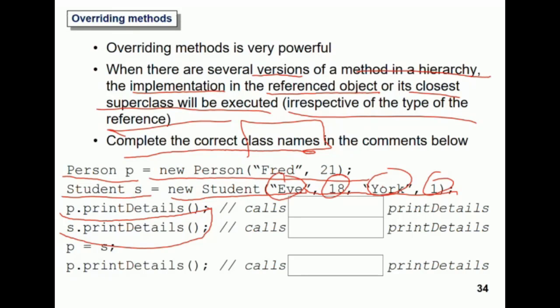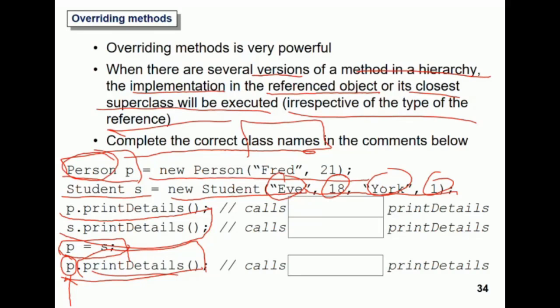If we say p is equal to s, the address of s will be in p, which means that p now points to an object of type student. So if we say p.print details now, it's called a student object basically, and it'll find the print details method within the student object and will print that. But importantly, P is still of type person. Person P is equal to new student. That's what we're doing. Therefore, if you do this, then the person class has to have this print details method as well.